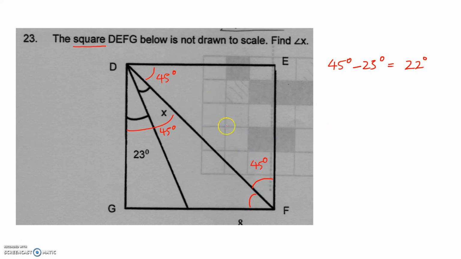Okay, this one, you don't go and use a protractor and measure. They won't give you the correct answer because it's not drawn to scale. So don't use a protractor to go and measure. You must think it out.